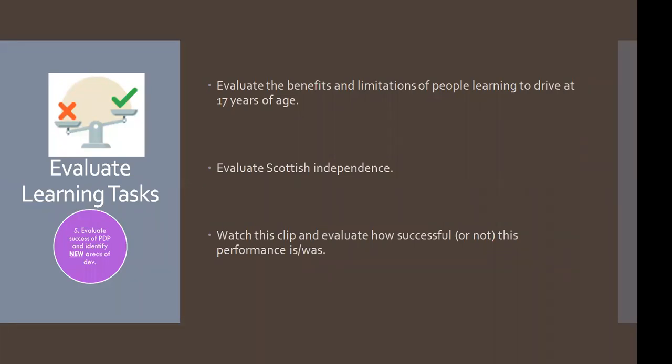So some of the learning tasks that we do is we evaluate the benefits and limitations of people learning to drive at 17 years of age. It's a brilliant one that gets them right into that contrast of here's how something would look as a good thing, here's how something's not such a good thing. We have had evaluate Scottish independence. We did that because our social subjects department actually did a mock referendum in our school, so we kind of tied that up.